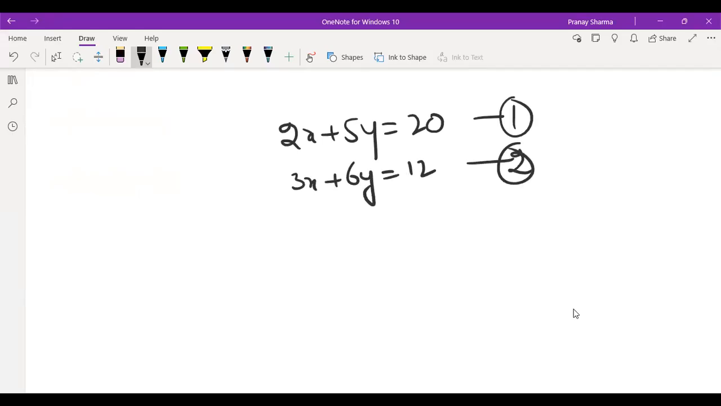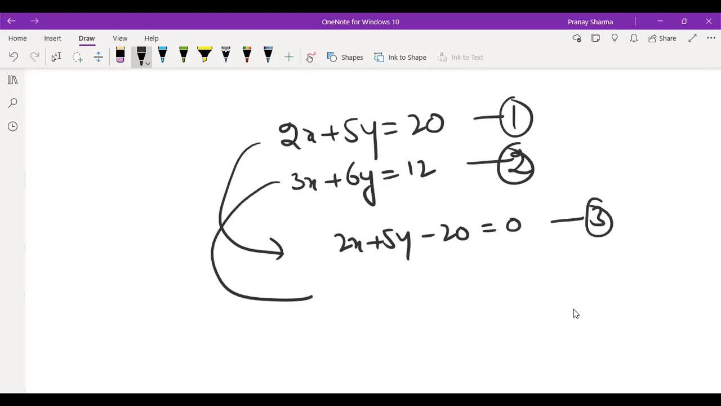Equation number 2. So first you bring this in standard form, it will be 2x plus 5y minus 20 equals 0, equation number 3. And this will be 3x plus 6y minus 12 equals 0, equation number 4.